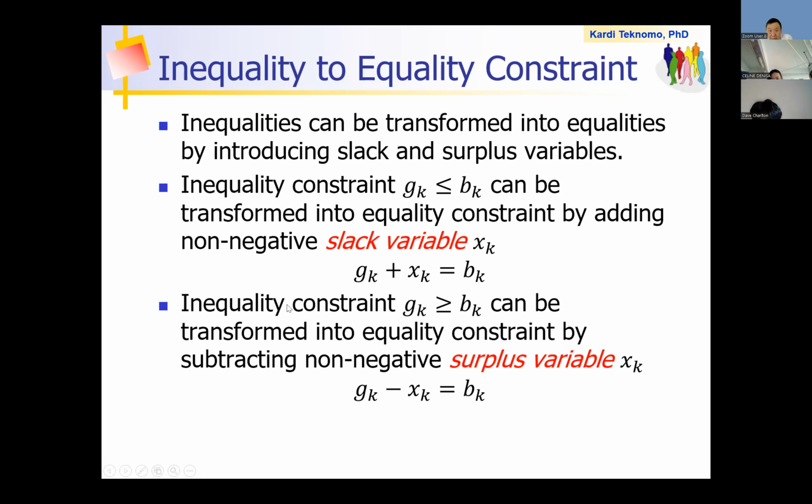Okay. Second, if you have inequality constraint which is larger than, then you want to transform this into equality constraint, then all you need to do is subtract, yeah, with the negative or surplus variable. Yeah. Again, this surplus variable must be non-negative. Yeah. So that's why this one is negative here, so that this one is non-negative. Is that clear?